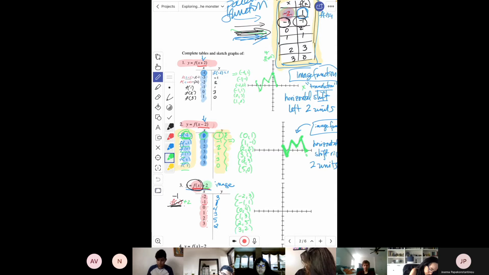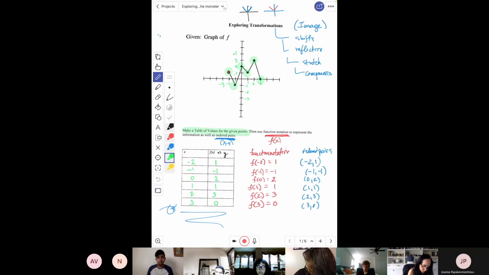So -2, 3; -1, 1; 0, 4; 1, 3; 2, 5; 3, 2. That doesn't really look right, it's kind of crooked. So if I look at this, how does that graph compare to our original?